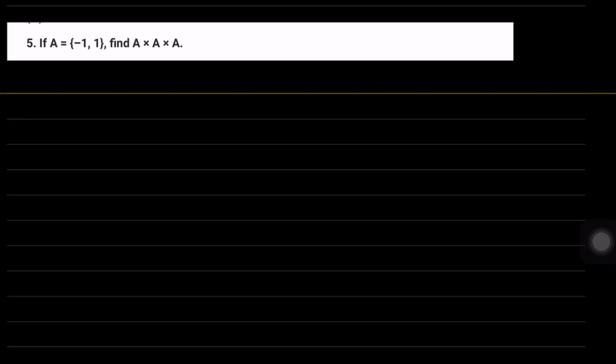Now the next problem, that is the fifth one, is given as: if A is equal to {-1, 1}, find A cross A. So you have to find this. So the solution for this is, how do we find this? We'll see.